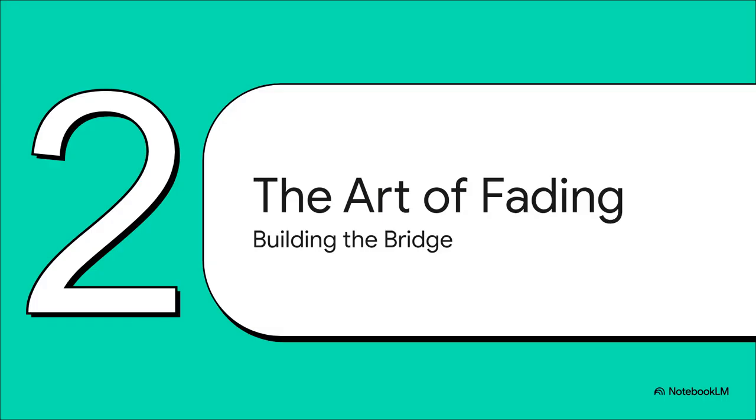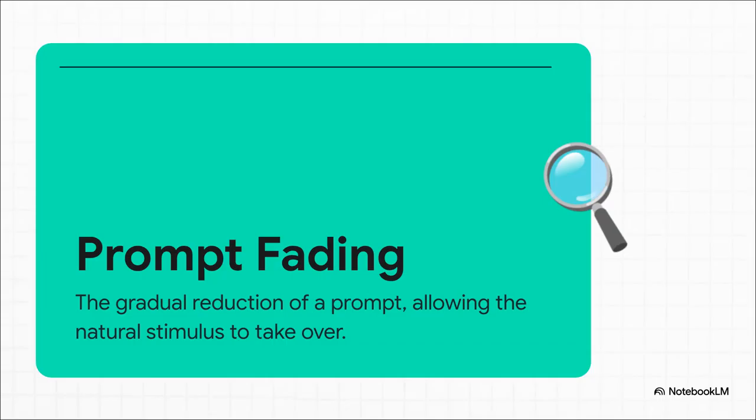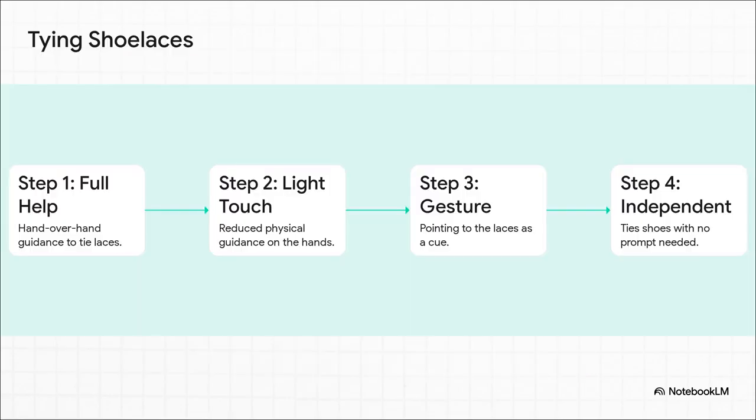Okay, so if that's our goal, how do we actually do it? How do we build that bridge piece by piece? Well, the primary tool for the job involves prompting and, this is crucial, something called fading. Fading is, well, it's pretty much exactly what it sounds like. It's the slow, gradual reduction of the help you're giving. You don't just yank the support away all at once. It's more like slowly turning down a dimmer switch on a light, giving the natural cue in the environment a chance to take over.